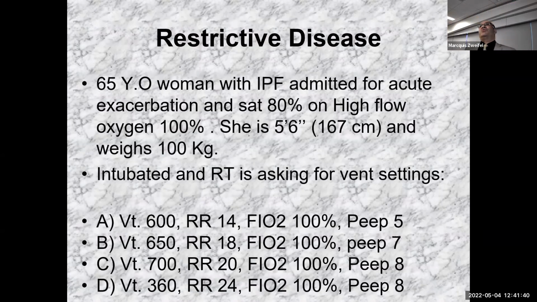Okay, 65-year-old woman with IPF. This is a restrictive lung disease. We are done with the ARDS: 6 ml per kg ideal body weight, fast rate to compensate for the small tidal volume, 100%, and at least 8 of PEEP when you intubate.